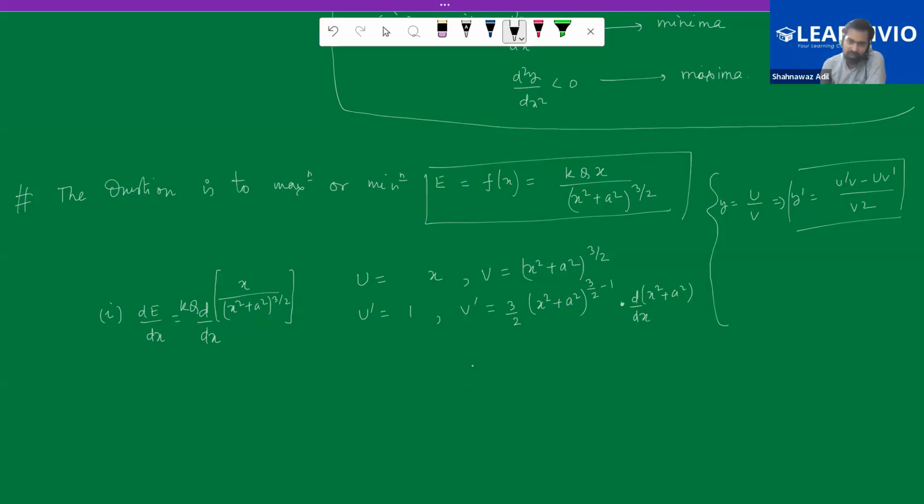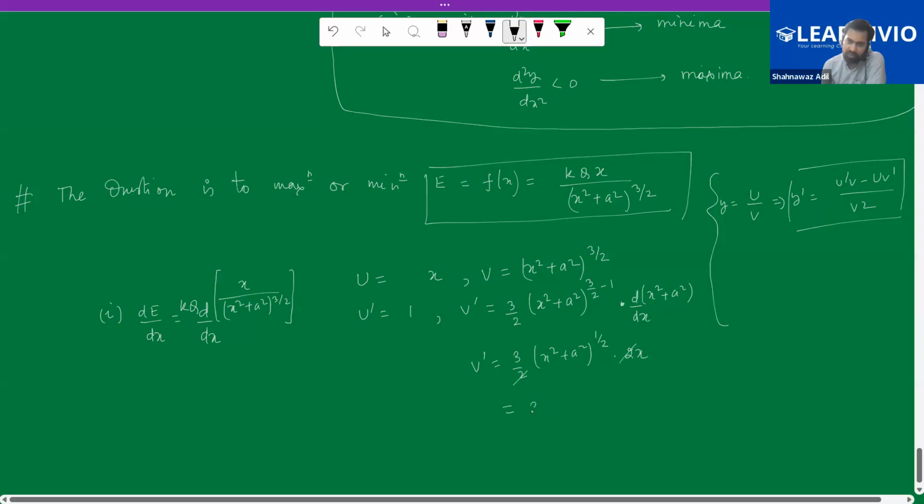Yes, sir. So this would be 3 by 2 and x square plus a square, power 3 by 2 minus 1 is 1 by 2. And then this is simply 2x, because differentiation of a square is a constant quantity, that will be 0. So the 2 and 2 cancel. This is 3x, x square plus a square power 1 by 2. This is v dash. Am I correct or wrong? Is this one correct? Yes, sir.